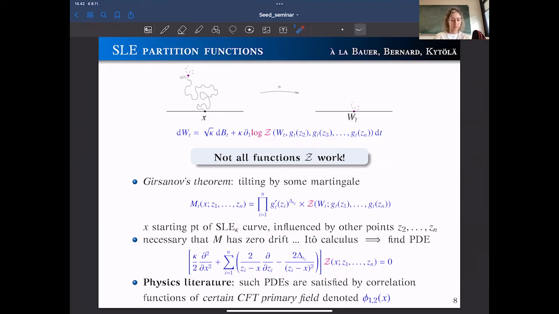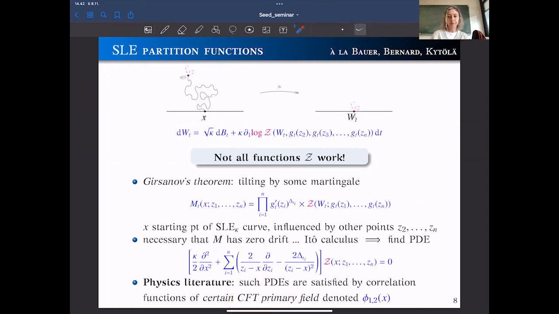And now the point to get to CFT, to conformal field theory, is that this differential equation has second order derivative in the first variable, which is the variable where the curve is growing, and first order derivatives in the other ones, and then some constant term. This is exactly what you see in the CFT book.